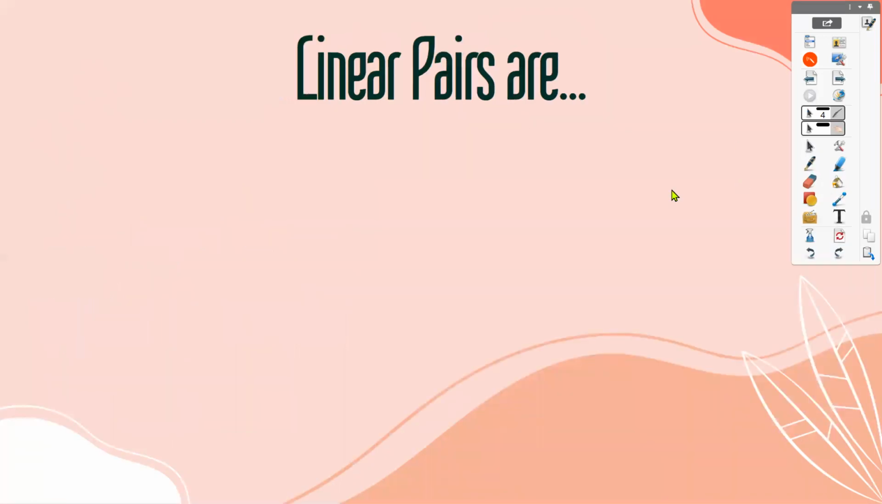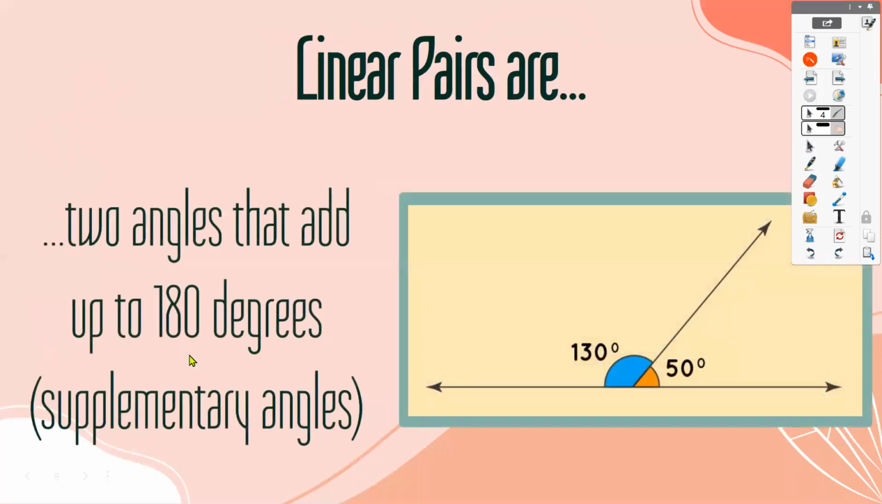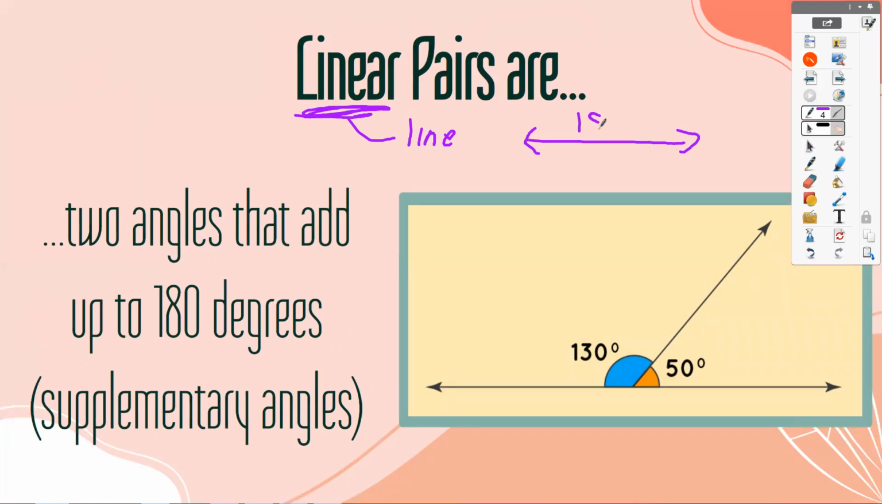And then I had linear pairs. Linear pairs are two angles that equal 180 degrees. And I know that because the word linear means line. A straight line is 180 degrees. So a linear pair, 180. Another word for that is called supplementary angles. So supplementary, 180 degrees.